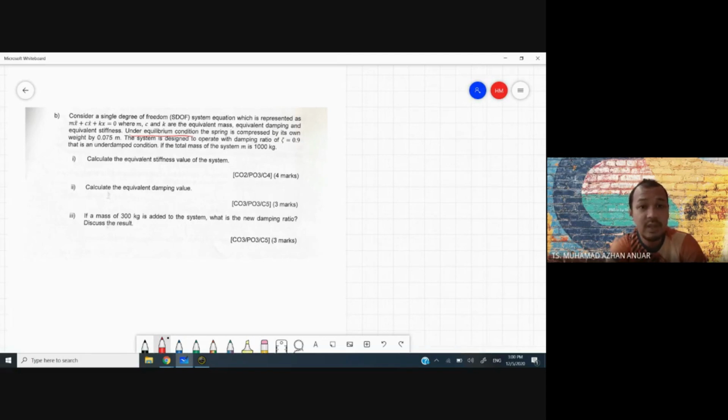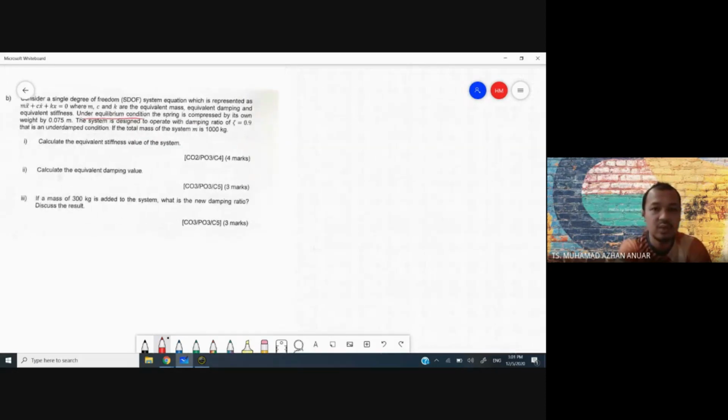So if the total mass of the system M is 1,000 kilogram, right? So the first question, calculate the equivalent stiffness value of the system. For this question, you don't need to derive the equation of motion anymore because the equation of motion is given. So you can use the formula straight away to solve these problems. Very straightforward. So what is the stiffness in the system? You can use the information from the equilibrium conditions there.